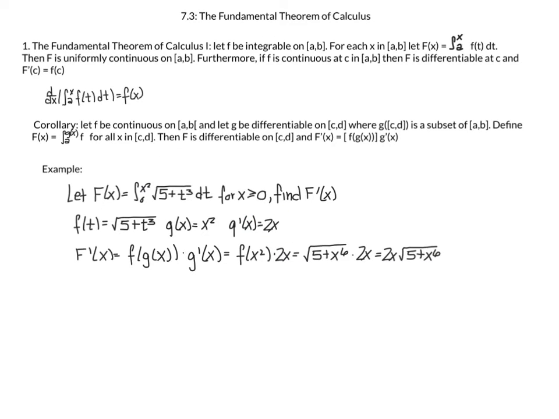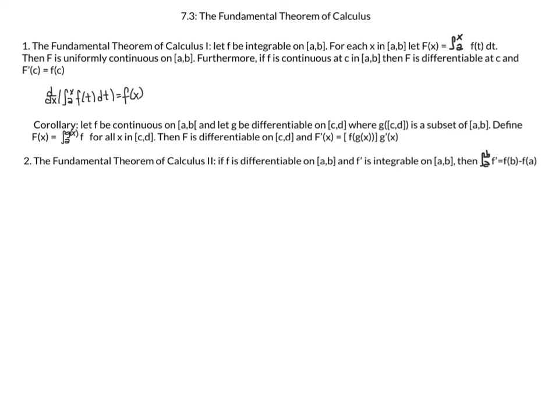Now by our corollary, F prime of x is equal to f of g of x times g prime of x. So f of g of x is f of x squared, times g prime of x, which is 2x. And f of x squared is equal to the square root of 5 plus x squared cubed, which is x to the 6th, times our 2x. So our final answer will be 2x times the square root of 5 plus x to the 6th. Now that we have that corollary done, we can look at our fundamental theorem of calculus part 2, which should be very familiar to you.